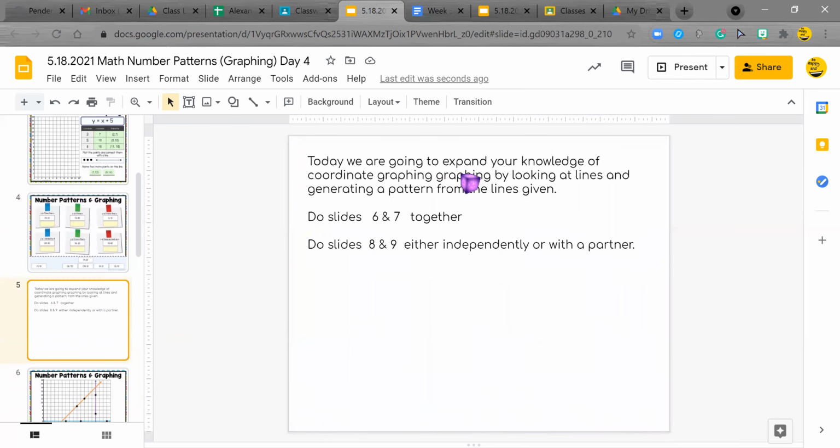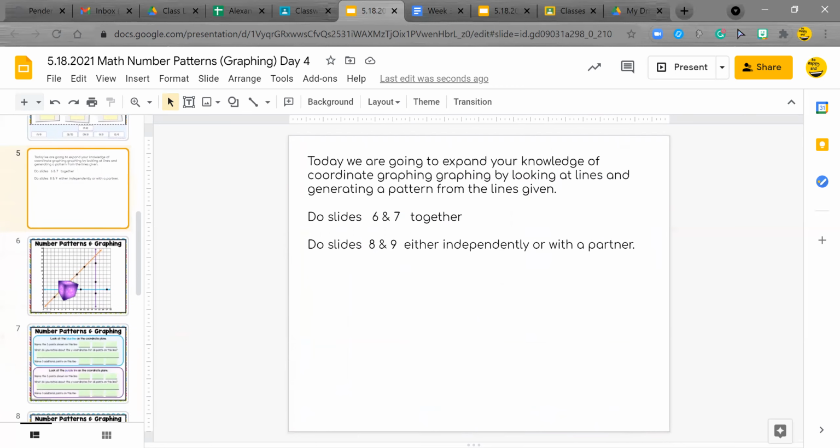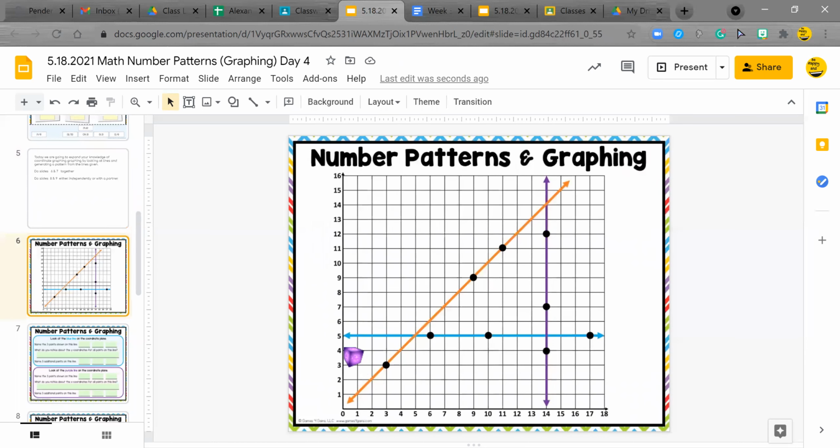Okay, now we're going to expand your knowledge of coordinate graphing by looking at lines and generating a pattern from the lines given. So here we go. Let's look. We have 3 lines. We have this purple line. This is the blue line. We have the purple line and we have the orange line. If you notice, each line has 3 dots on it.